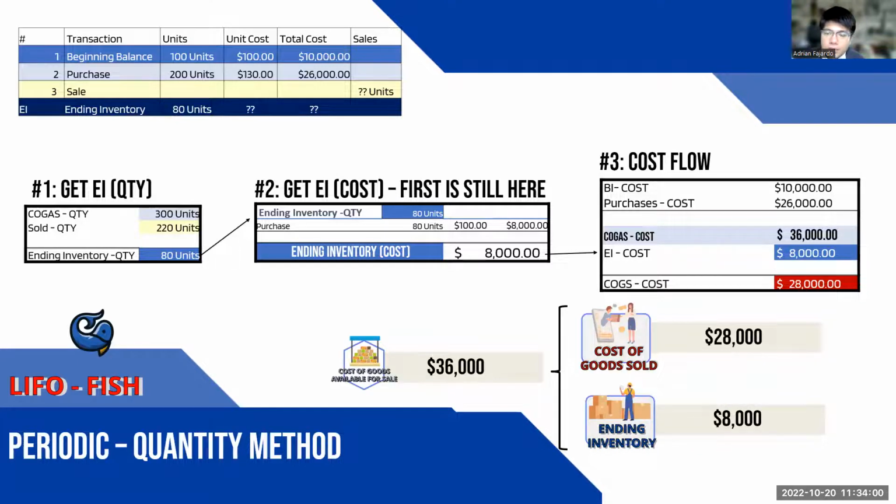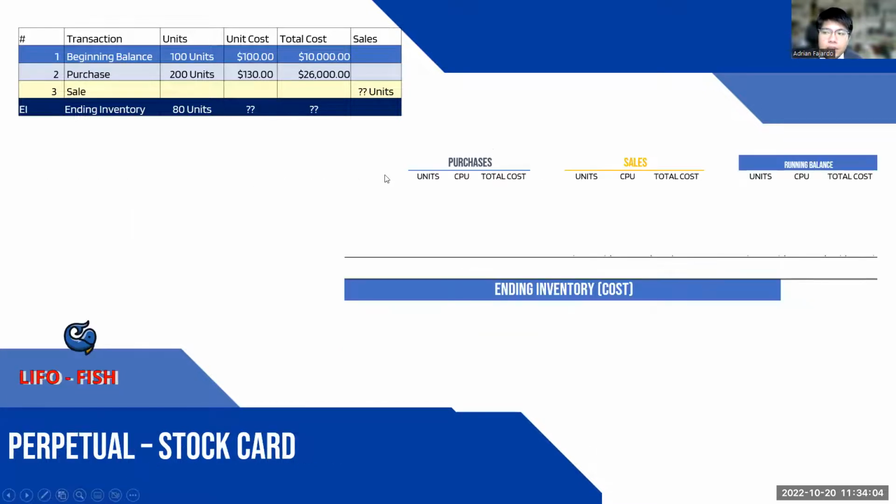Because iba yung assumption. So now, we do LIFO na perpetual. And in LIFO perpetual, we do stock card. So how do we do the stock card? Basically, the stock card will be comprised of 3 columns. Your purchases, your sales, and your running balance. And then under each group of columns, you have your units, your CPU, and your total cost. And then for every transaction, you just fill out the stock card.